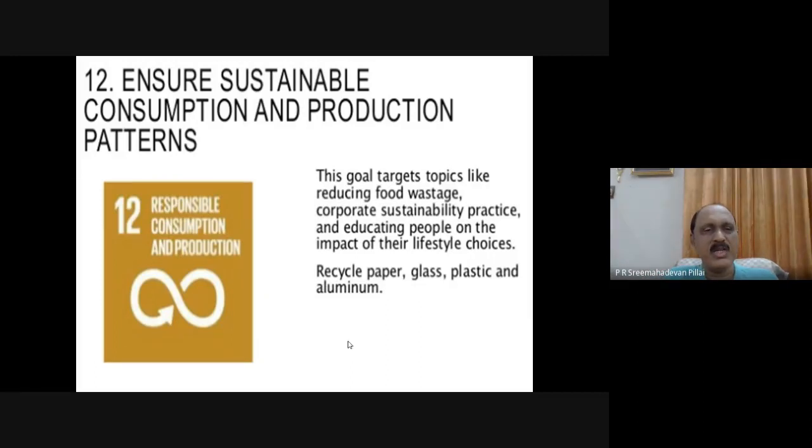Ensure sustainable consumption and production patterns. So any consumption and production pattern, because no civilization can survive without consumption, and no civilization can survive without production. We could do that only in the nomadic stage, where human beings, Homo sapiens, had just started cultivation. But now we are dependent on production and cultivation.